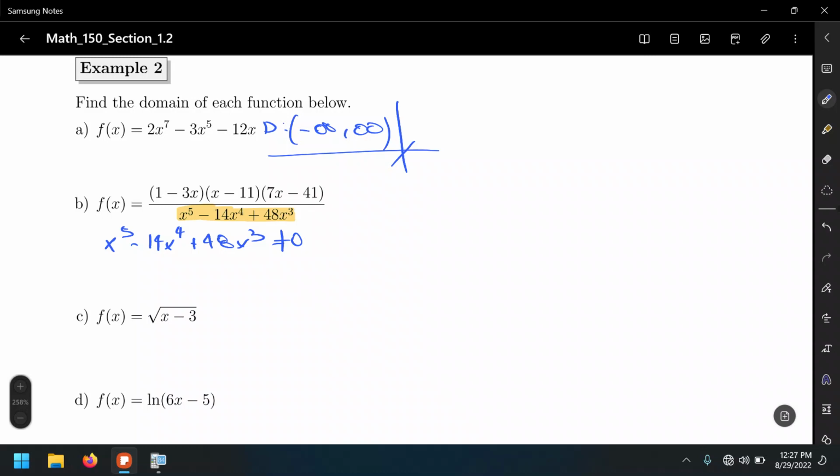Factor out. So factor the GCF first, and the GCF seems to be x to the third power, and we will be left with x squared minus 14x plus 48. Alright? Any ideas on how to factor the polynomial inside of the parentheses?